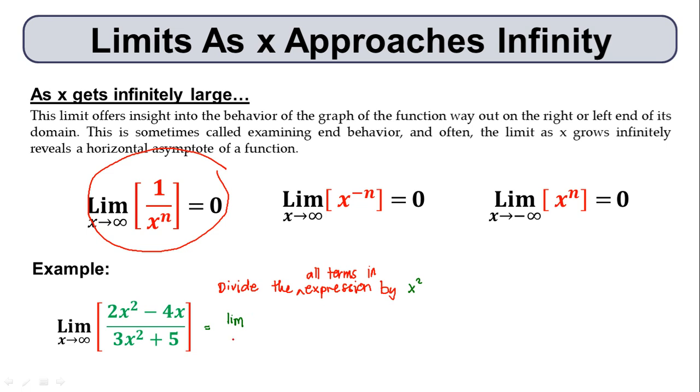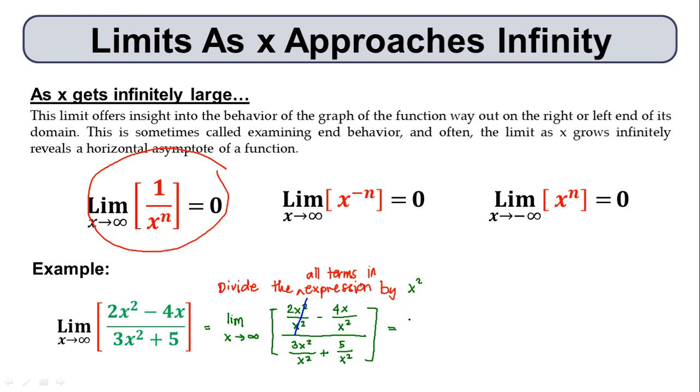Dividing all terms in the expression by x squared, we now have the limit as x approaches infinity of 2x squared over x squared minus 4x divided by x squared all over 3x squared over x squared plus 5 over x squared. Ganyan yun, no? Medyo masakit lang dahil marami ng expression, but madali lang ito. So, we are going to simplify this expression. Mapapansin natin na dito sa una, mag-cancel out yung x squared.